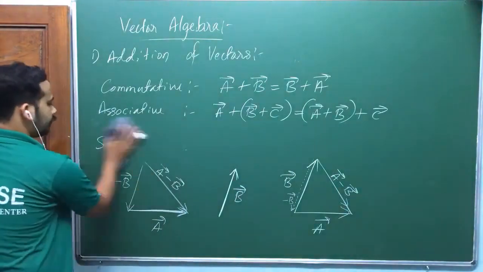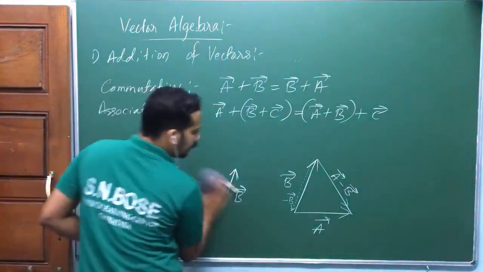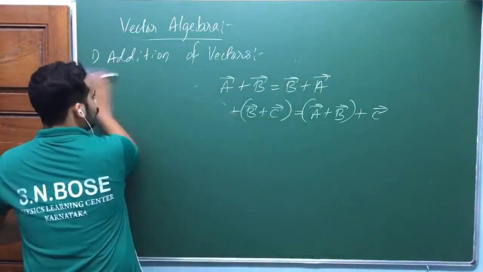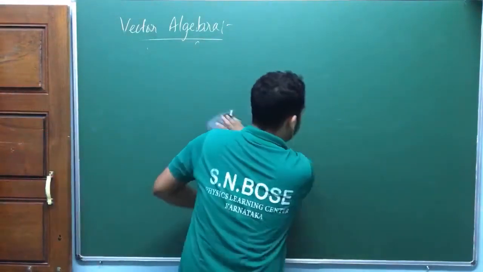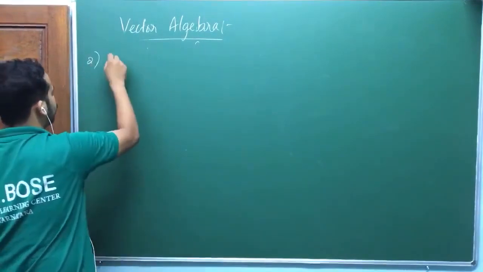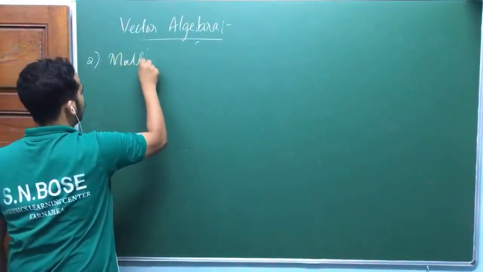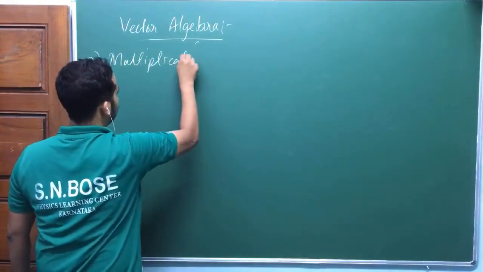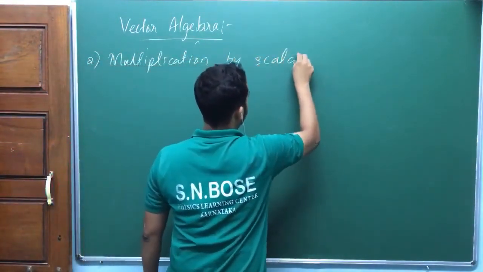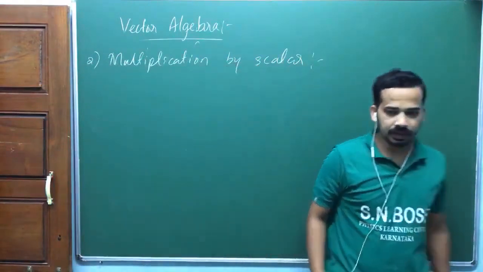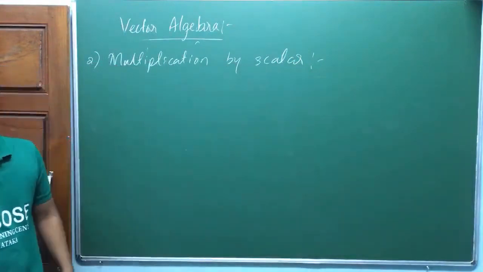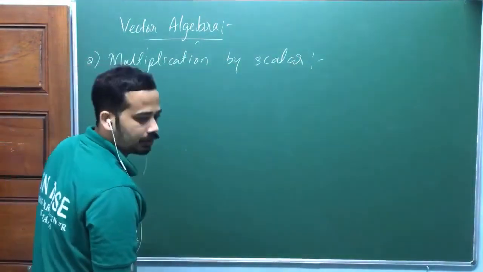Now, multiplication of a vector by a scalar, I have already taken here. Let me take that as a kind of second property. Scalar means real quantities, real numbers, not complex quantities. We are talking about real vectors here.